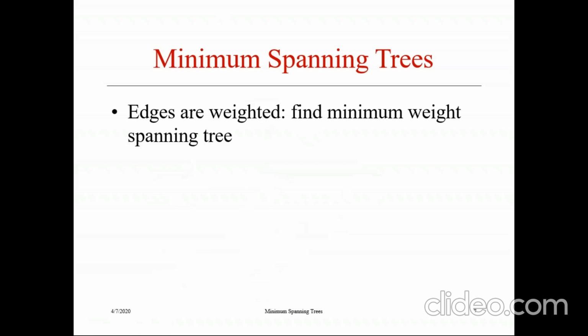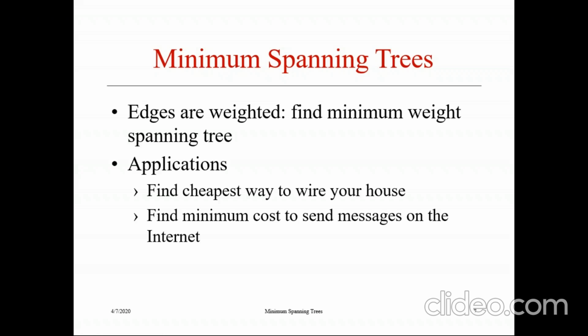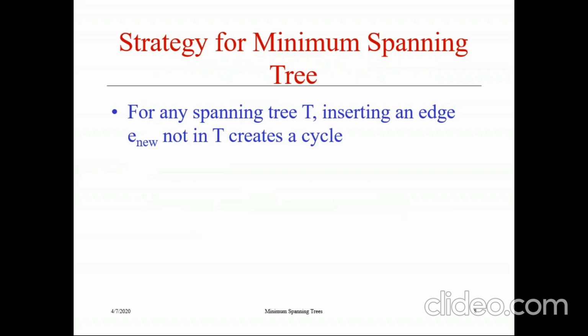The definition says that edges are weighted, and we find the minimum weight spanning tree, of which the applications are very vast. Find the cheapest way to wire our house, find the minimum cost to send messages on the internet, etc. The strategies for forming the minimum spanning tree can be written as a kind of pseudocode or algorithm.